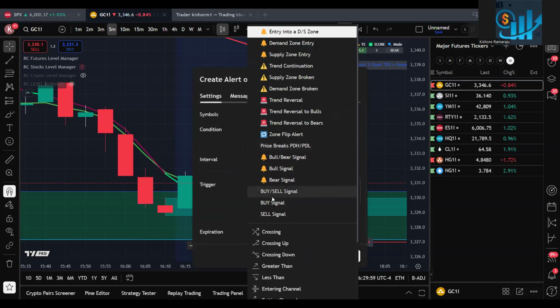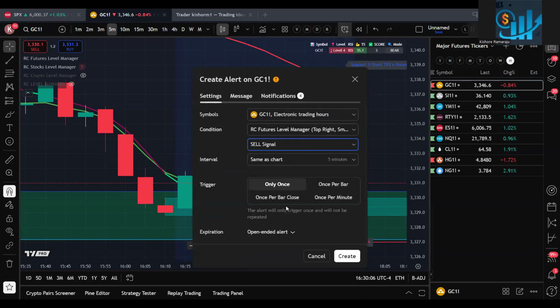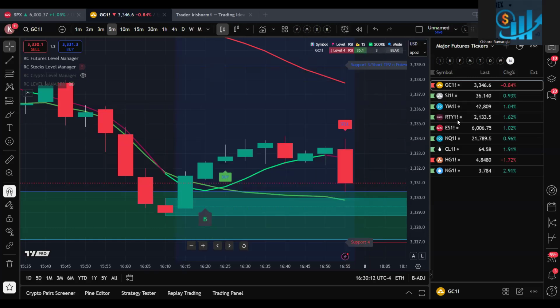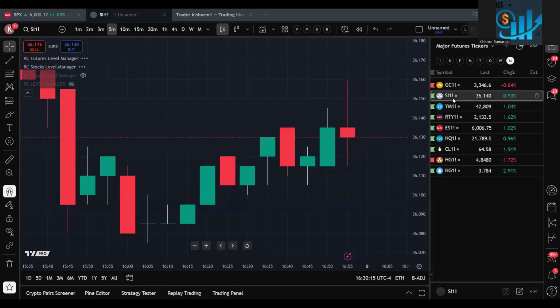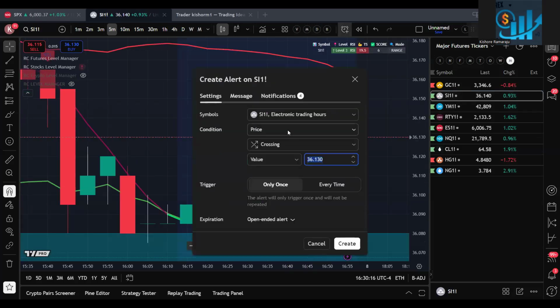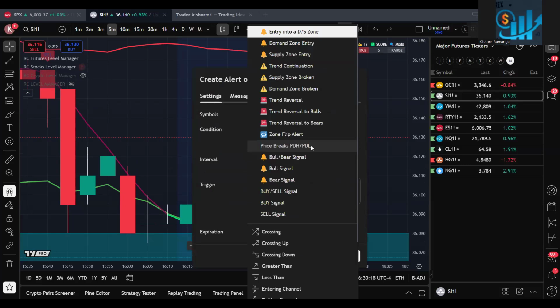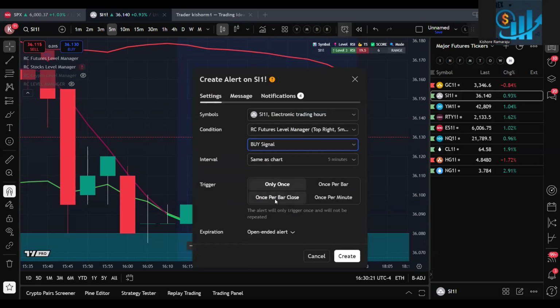If you want scalping signals, you can use the buy/sell signal. That means whenever you receive a sell signal, you keep following the sell signal. Whenever GC gives a sell, I want to take a short. Whereas for silver, whenever I get a buy signal, I want to take the trades because that is overall bullish. So you don't want to take the sell signals. You only take trades on the buy signal.